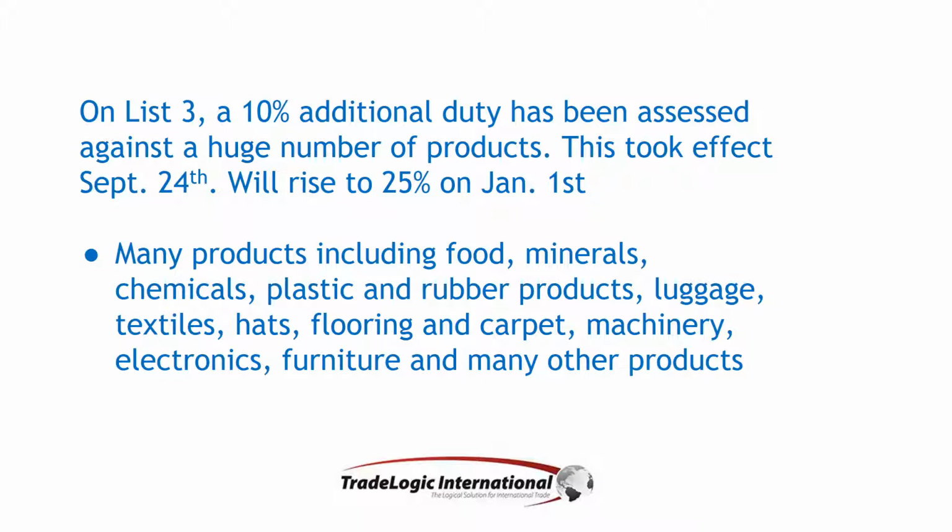This includes many consumer products, food products, minerals, chemicals, plastic and rubber products, luggage, textiles, hats, flooring and carpeting, machinery, electronics, furniture and home decor, and many, many items. This list is over 5,000 items long.